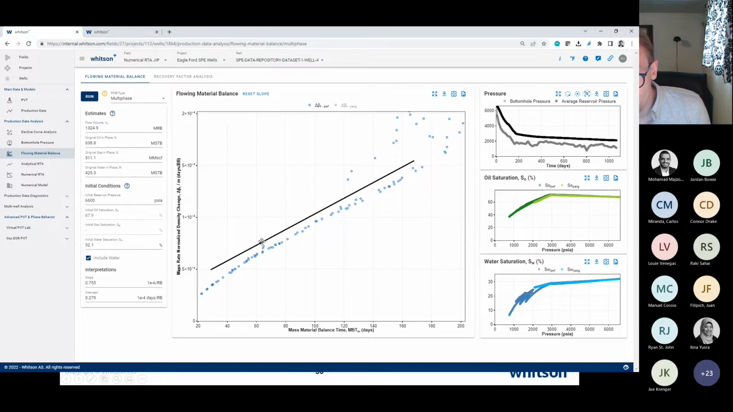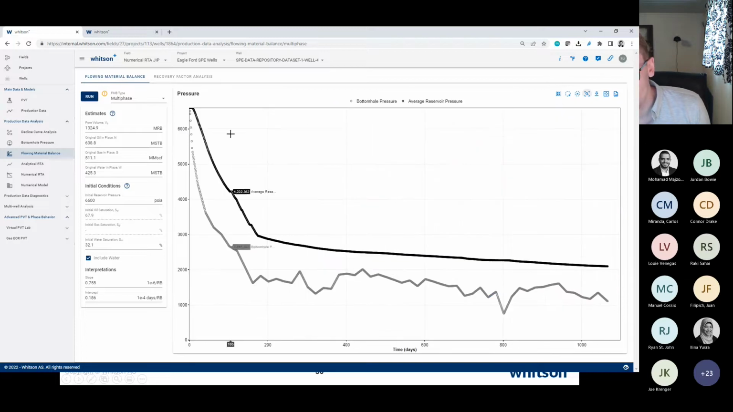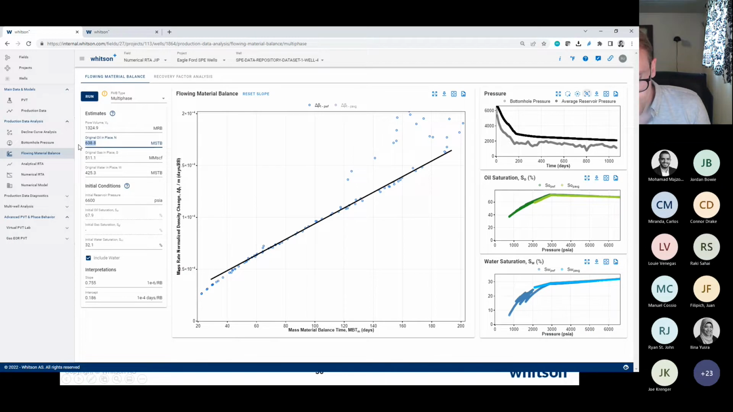And I would like to make sure that I have a slope that honors my data, but also, probably more importantly, has an average reservoir pressure that's always above my bottom hole pressures. I think around 725 gives me that slope in this case. So that's what I'm going to go ahead and use.